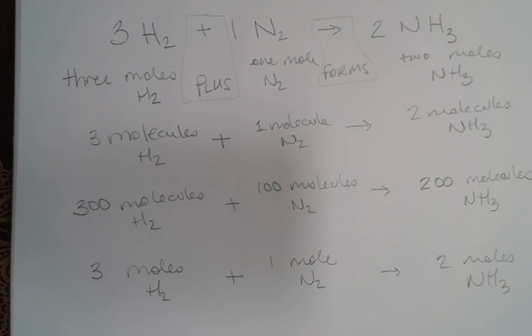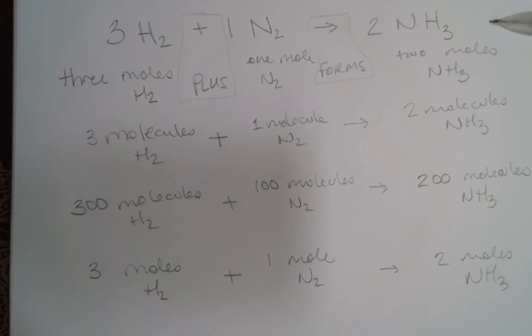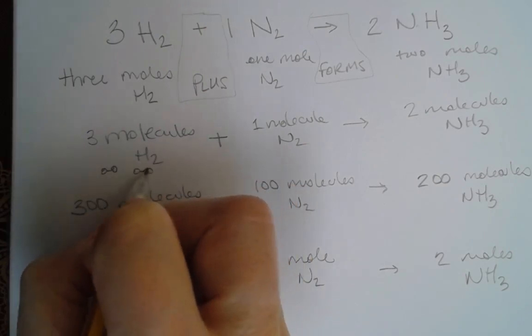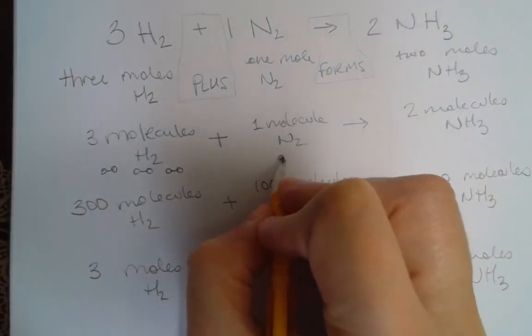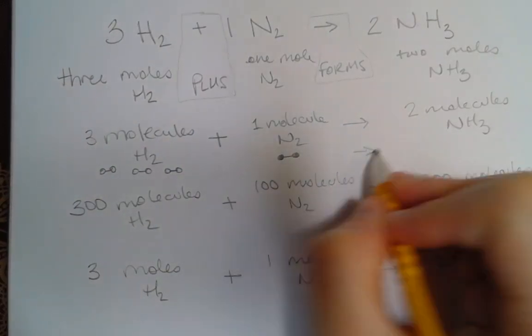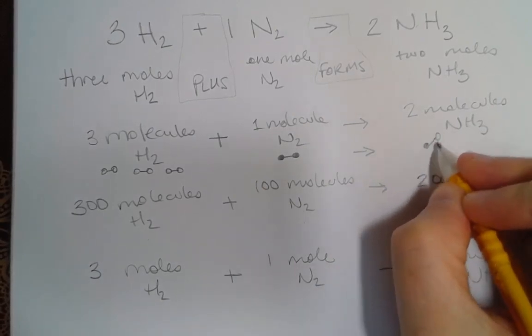This is why. And you can draw a picture too if you want. Once a reaction is balanced, those coefficients tell you the ratio of the compounds involved. So if we were to draw a picture, here's 3 molecules of H2. Here's 1 molecule of N2 forms 2 molecules of NH3.